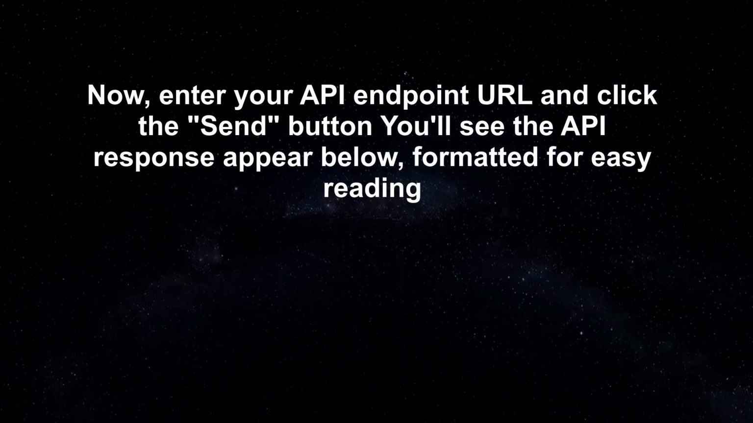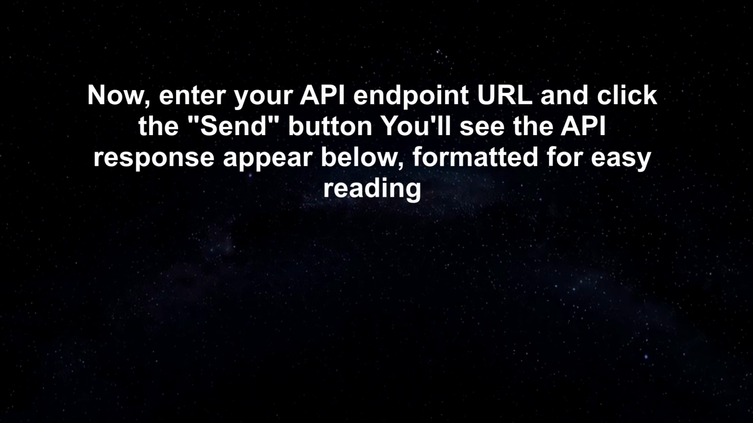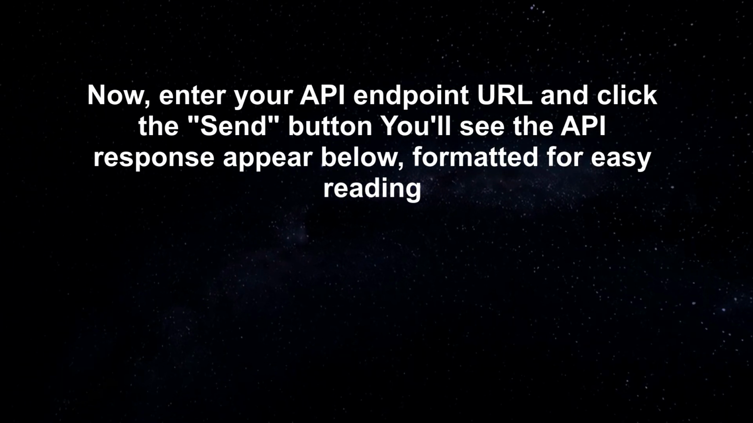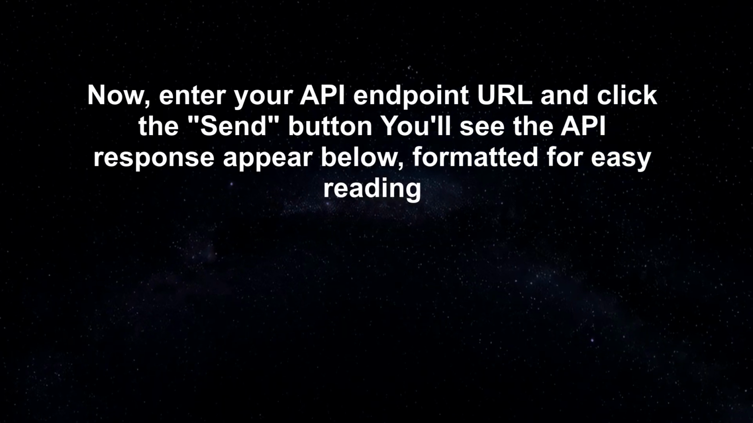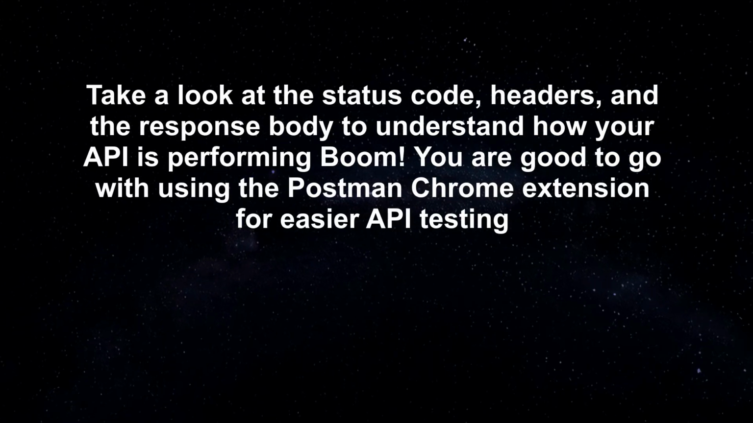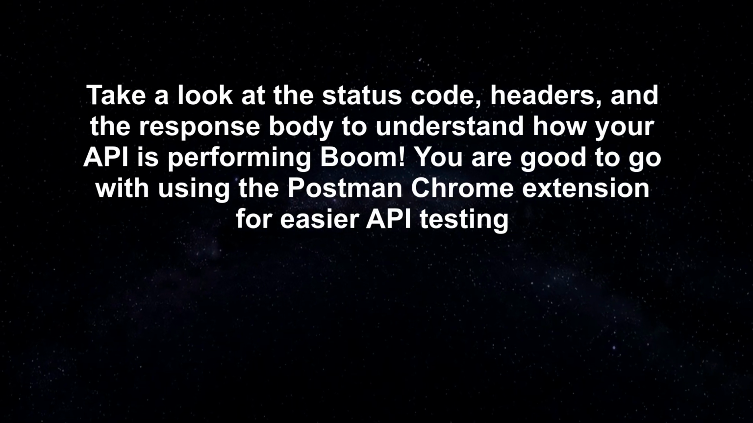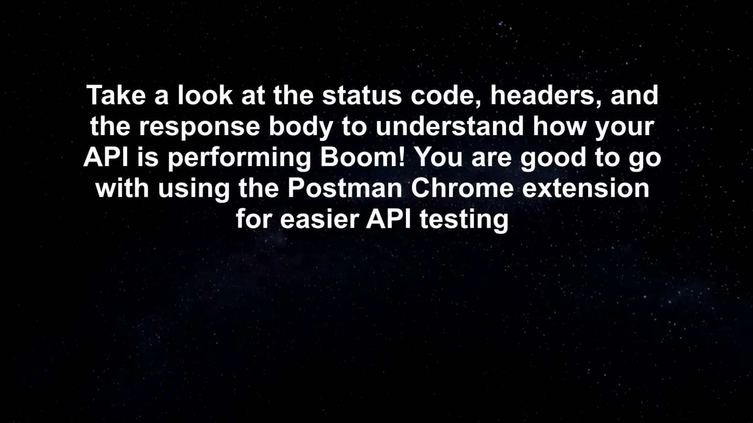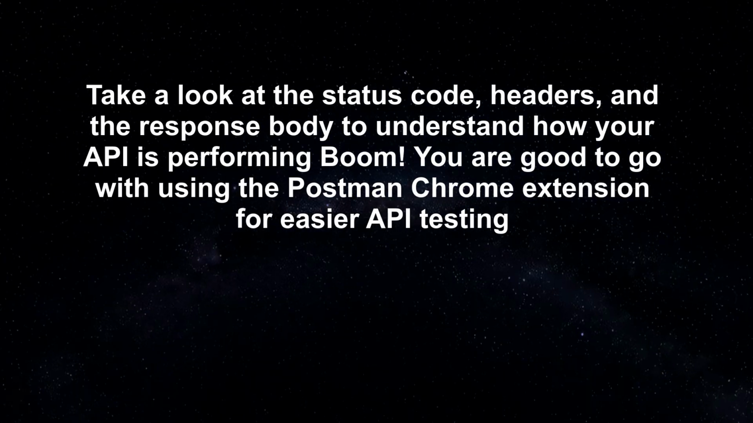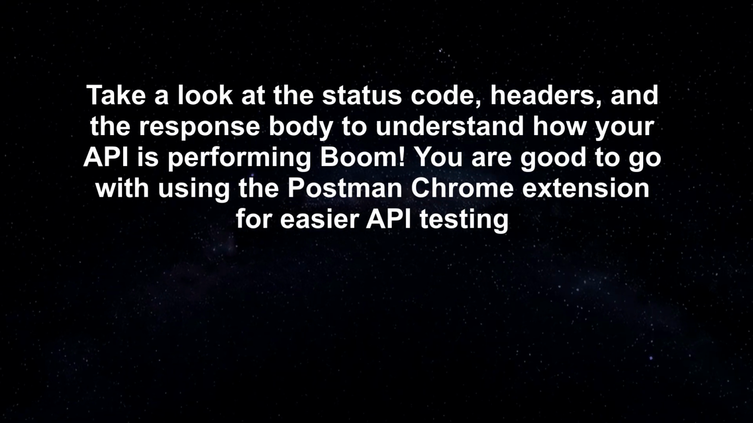Now, enter your API endpoint URL and click the Send button. You'll see the API response appear below, formatted for easy reading. Take a look at the status code, headers, and the response body to understand how your API is performing. Boom! You are good to go with using the Postman Chrome extension for easier API testing.